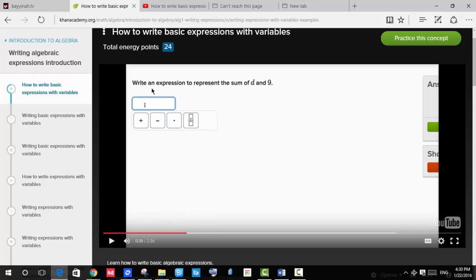Write an expression to represent the sum of d and 9.